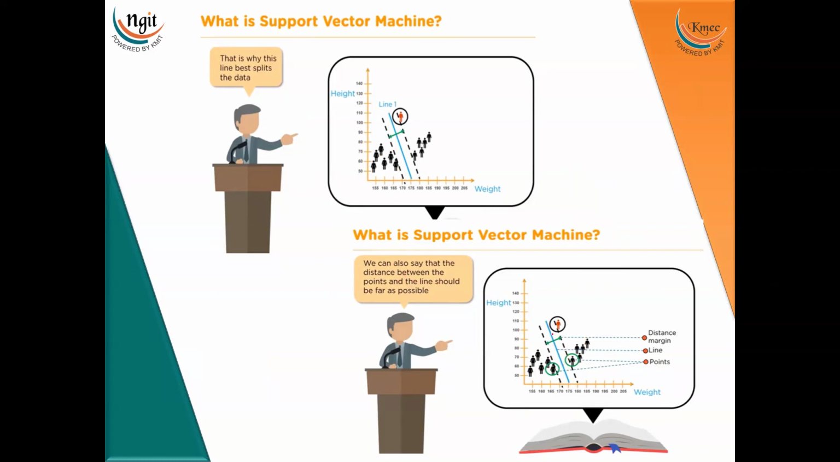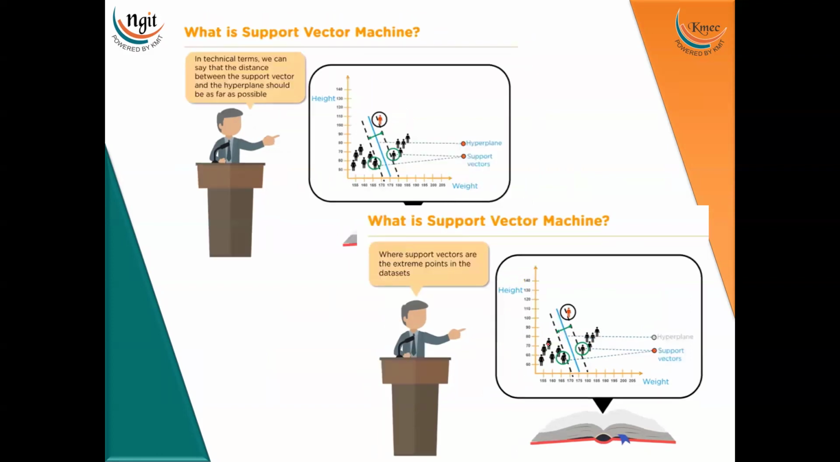And see here, this we call the line, and this particular distance between these two dotted lines, we call the distance margin. And these two, we call the points. Yes, even in linear regression we discussed that these are represented as data points, and this we say is the regression line. But coming to support vector machines, there are some technical terms.